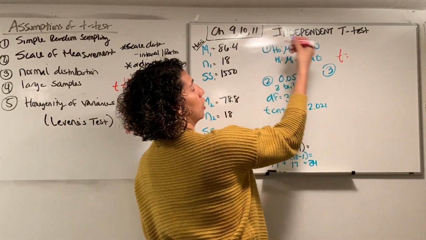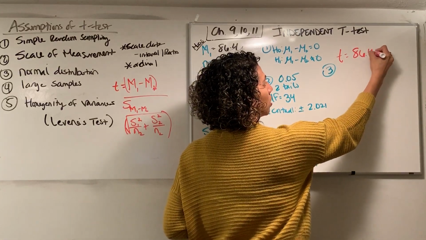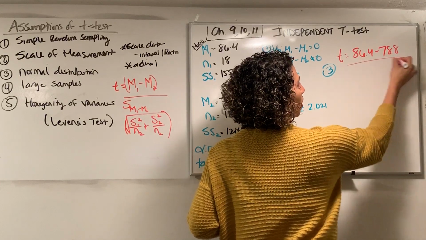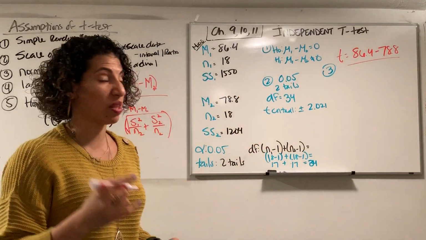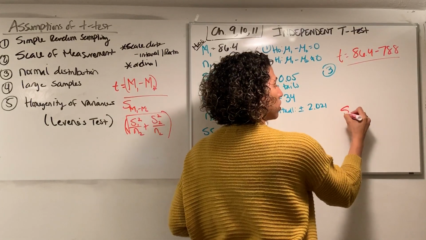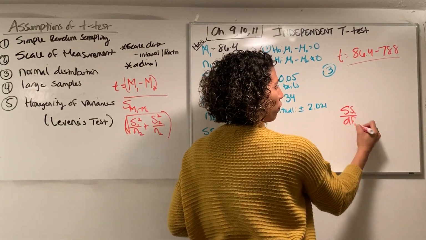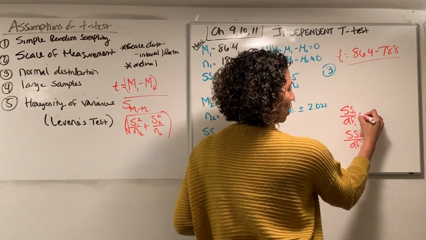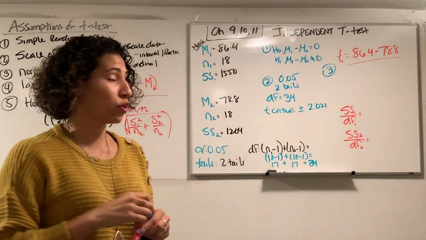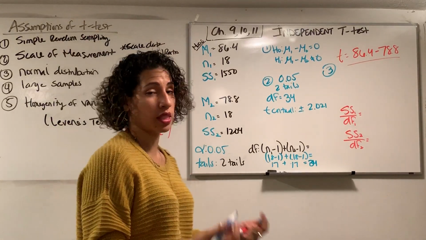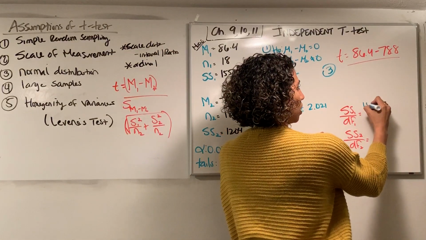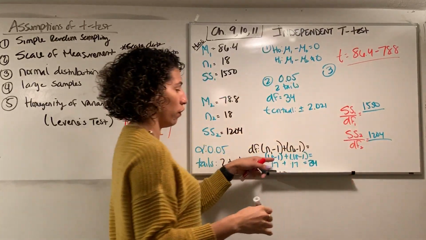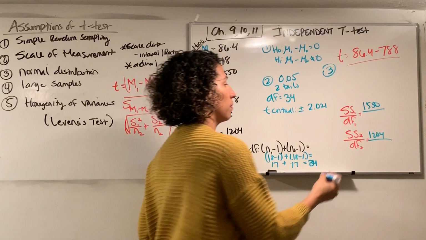So let's start off with the top. The mean, 86.4, minus the other mean, 78.8, over, remember, we have sum of squares here. So the sum of squares and degrees of freedom for the first, and the sum of squares and degrees of freedom for the second. What was the first sum of squares? 1550. What was the second one? 1204. And what was the degrees of freedom for each of them? 17 and 17.